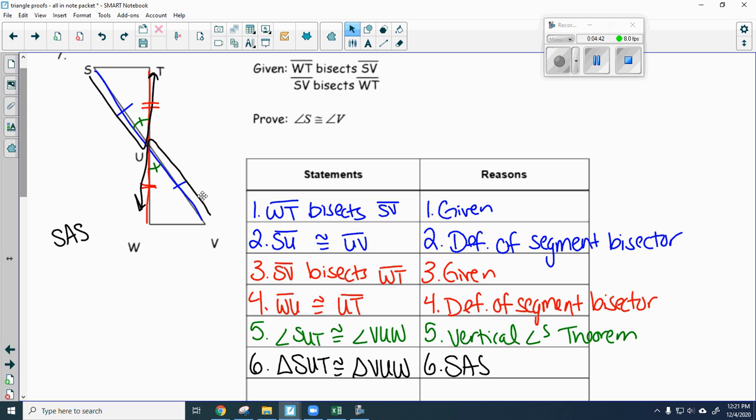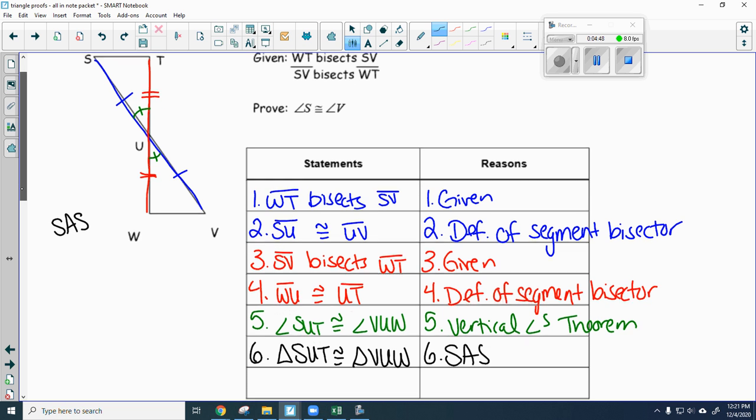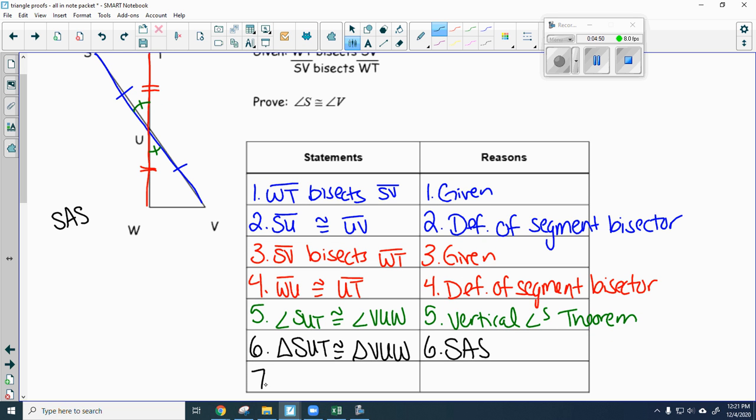Okay. Now that we've shown the triangles are congruent, we could say all of the other corresponding parts are congruent. What they specifically cared about is angle S and angle V. They are congruent because corresponding parts of congruent triangles are congruent. That's our CPCTC.